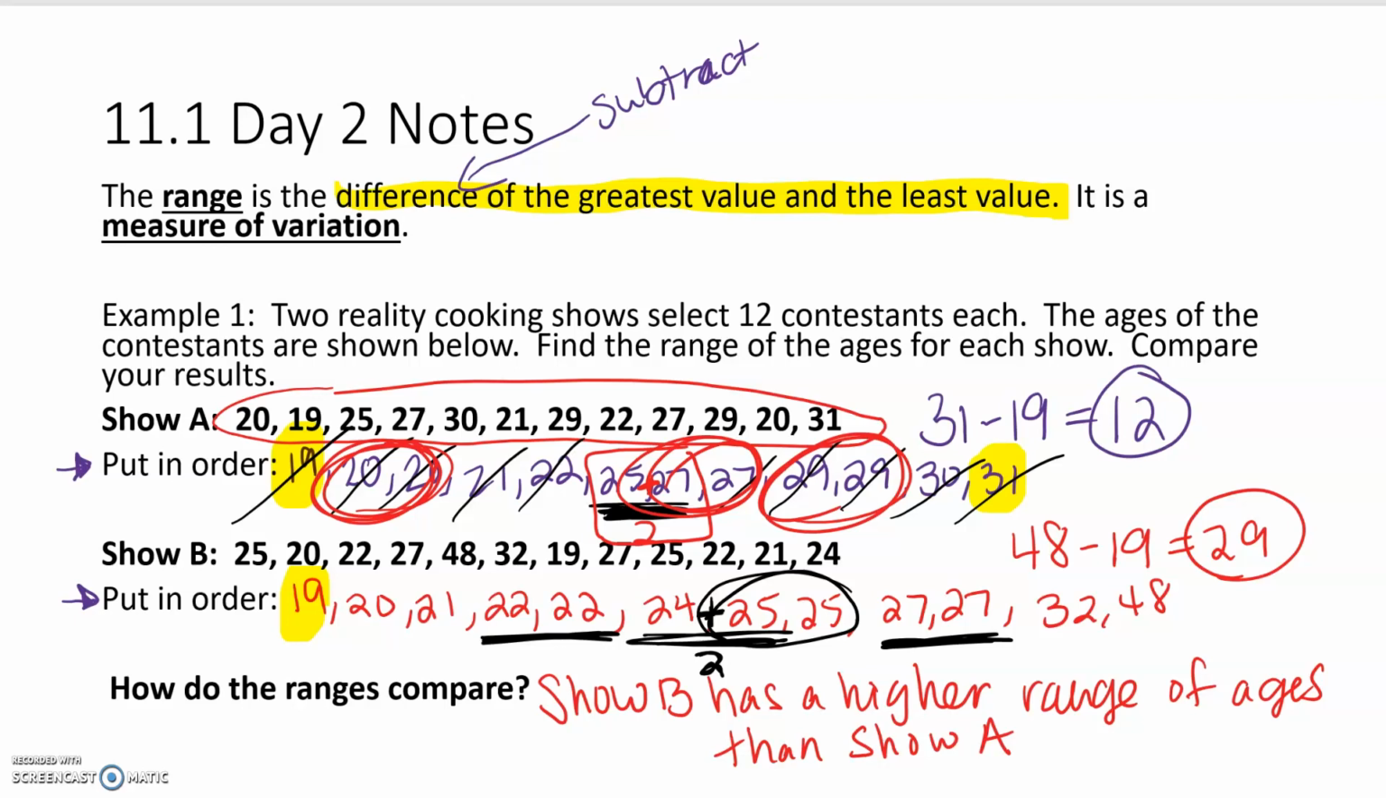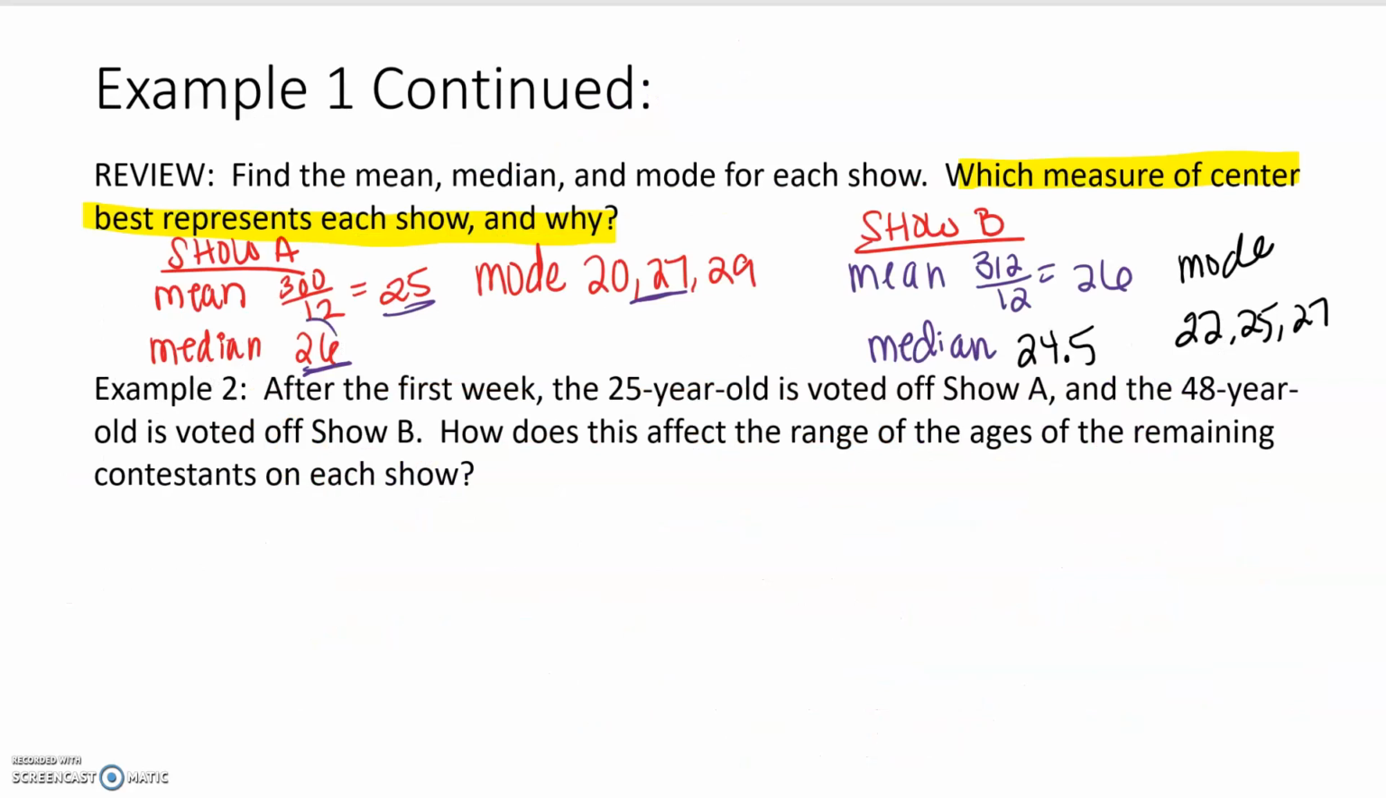I know my smallest is 19, my biggest is 31. So somewhere in the middle, I would probably say that my median is actually the most accurate representation of my middle. Some people might say it's your mean. It just might be what is your preference. So make sure you ask your teacher if you have questions over that. And same thing for show B. You're going to find the one that you think represents the measure of center best and explain.